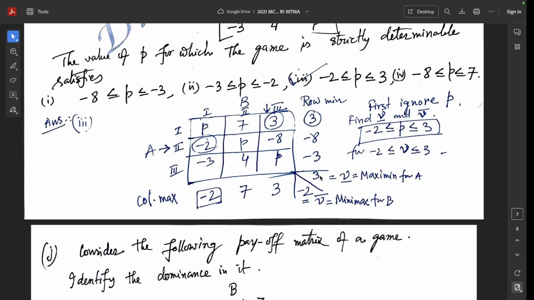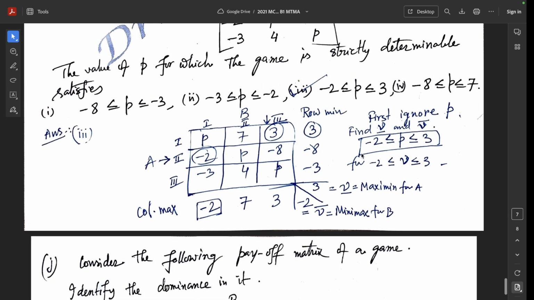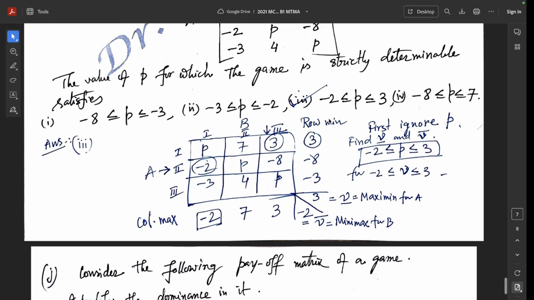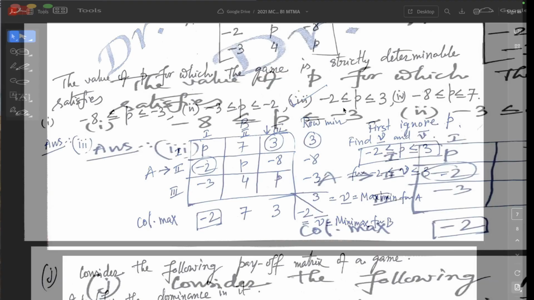Now find the new lower bar, that is the maximum value. So the maximum of row minimums is 3. And the minimum of column maximums is minus 2. This is the new upper bar. This is called the minimax value for P. So for a strictly determinable game, the value of the game nu is obviously minus 2 less than or equal to nu less than or equal to 3. And then the value of P is also minus 2 less than or equal to P less than or equal to 3. Hence the correct option is 3.